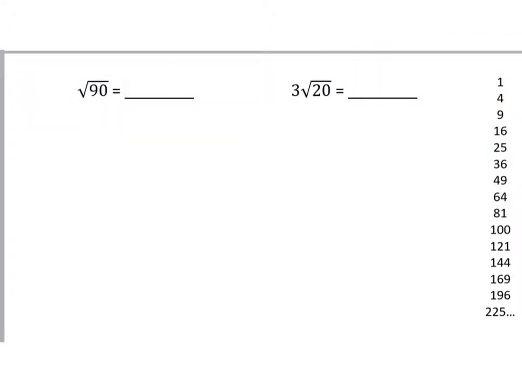Square root of 90. Look at your perfect squares. What perfect square goes into 90? 9. 9 times what? 9 times 10. When the 9 comes out, what does it turn into? A 3. So I end up with 3 square roots of 10. Then check the 10. Is there anything in my list that can be divided into 10? No, just the 1, right? So that means I'm done.